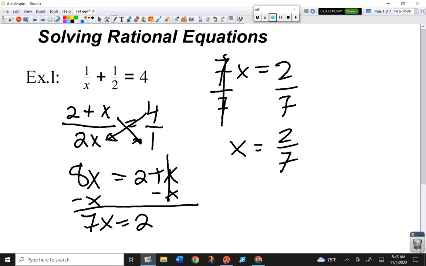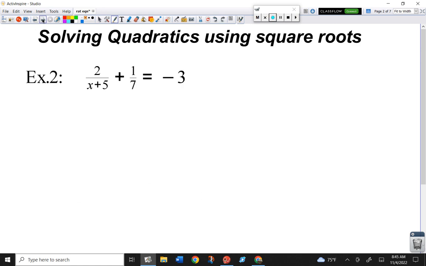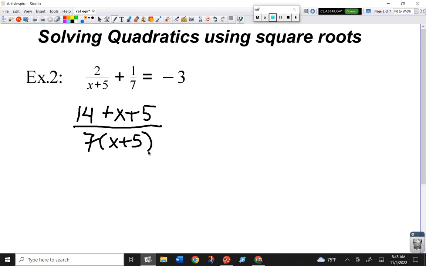Okay? All right, let's look at the next example. The next example gets a little bit more difficult, but it's still the same stuff. So check this out. 7 times 2, 14. x plus 5 times 1 is just x plus 5. All that's going to be over 7 times x plus 5. I like to put the 7 in the front, but you could put the 7 in the back. It does not matter. That's going to equal negative 3.